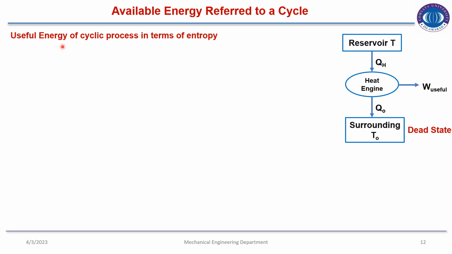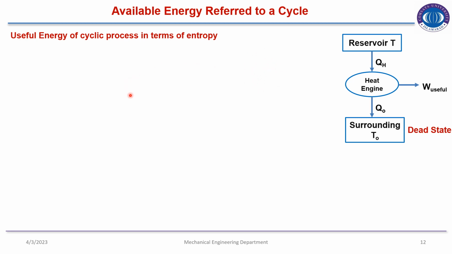So, useful energy of a cyclic process in terms of entropy. Up till now we have calculated two processes. One is with the help of the TS diagram. So if a TS diagram is given to you and you are asked to calculate the available energy and unavailable energy, you can calculate it with the help of area.